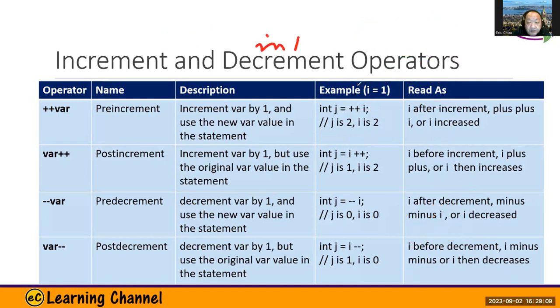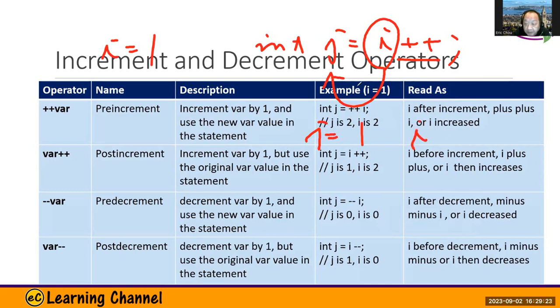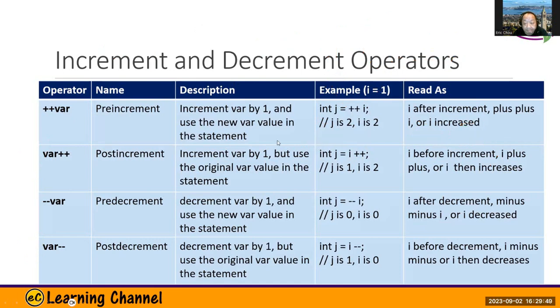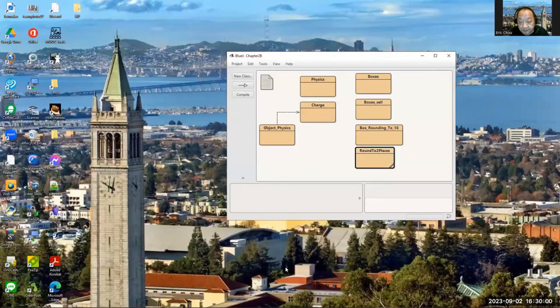If you have integer j equals i++, with i equal to 1 initially, this one gets the value, so 1 is assigned to j and becomes 1. Then it increases, so i becomes 2 at the end. Is that okay? So far okay? This is the post-increment and pre-increment. You probably only get tested on this post-increment or decrement. It's also possible that you decrease. And when are you going to use this?